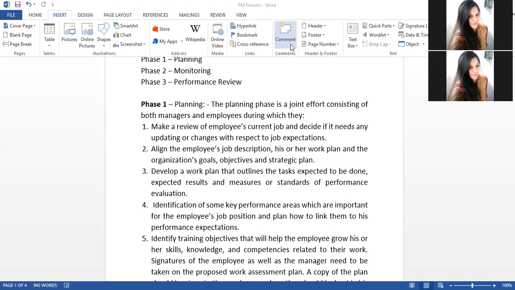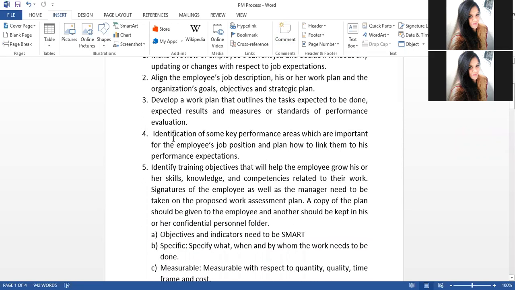I'll just have a very quick review of phase 1. At the planning stage, the subordinate and the manager analyze the present working system. Second, they align the individual goals to the company goals. And third, you get a broad picture about what task is to be completed, what is expected of the employees, and how you are going to evaluate the performance.